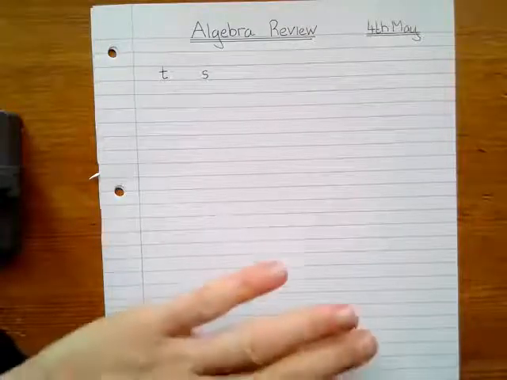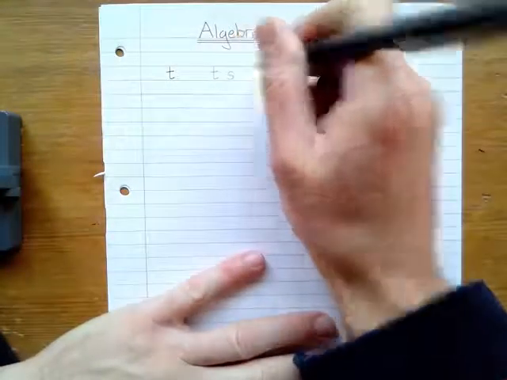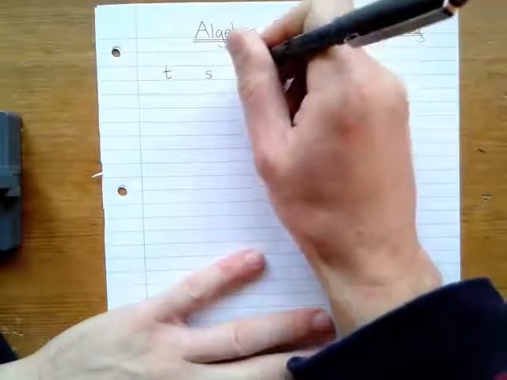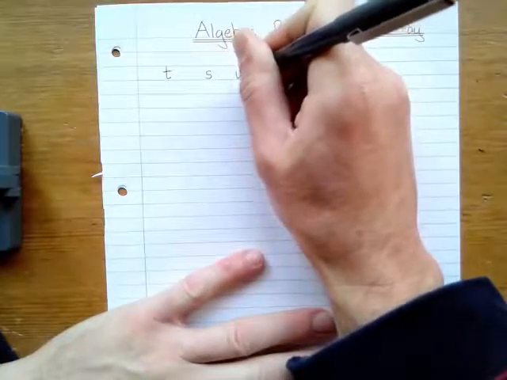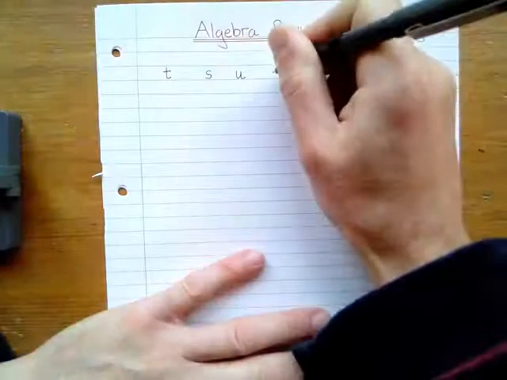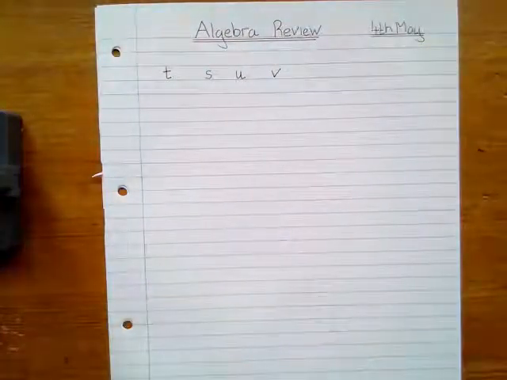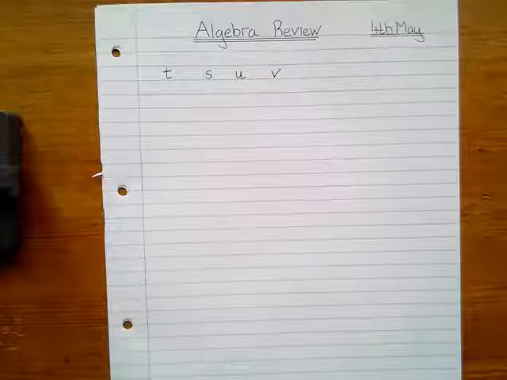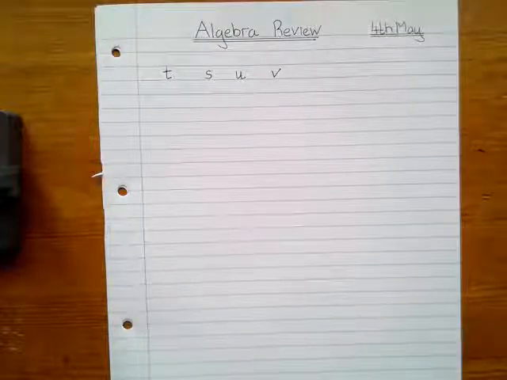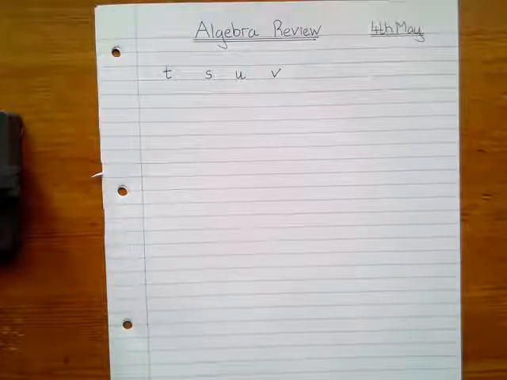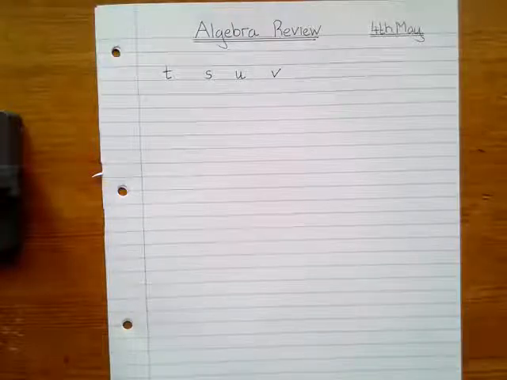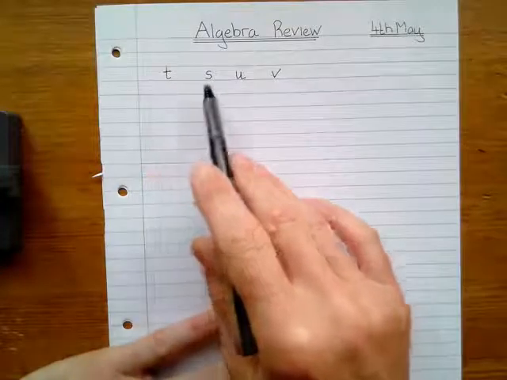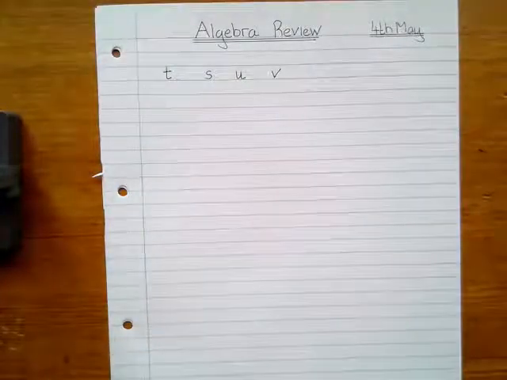Okay, so I could have several letters. So I've got a T, an S. Let's have a U, and let's have a V. So there are my letters, which are all standing for different numbers. Okay, but I don't know what they are, or I don't want to say what they are at the moment. So all algebra is having letters that are standing for numbers that you don't know.